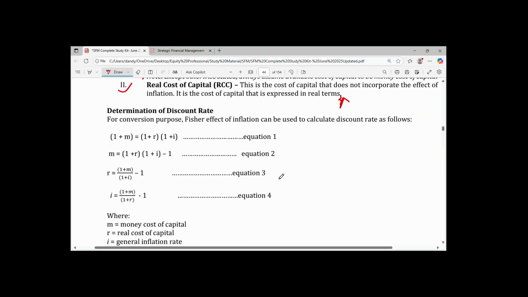Because at times, examiner may give you money cost of capital and real cost of capital, but the general inflation rate will not be given. At times, you may be given real cost of capital and general inflation rate, but money cost of capital will not be given. Whatever variable you want to calculate that is not given, there is always a way out. Out of money cost of capital, real cost of capital, and general inflation rate, two of the three variables will surely be given, so you use the known variables to get the unknown variable. So that's what you need to do.